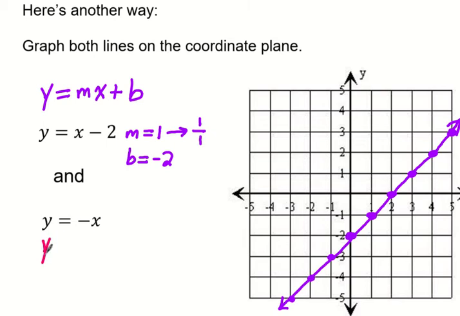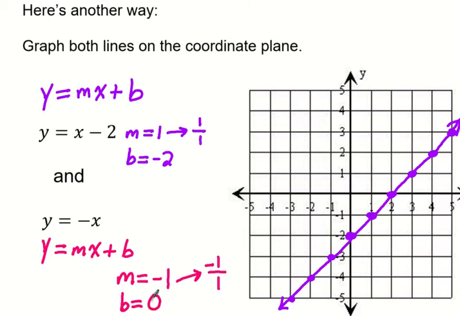Does this one also fall under y equals mx plus b form? It does. M, the value in front of x, which is going to be our slope, would actually be negative 1, which as a full fraction for rise over run is negative 1 over positive 1. And there's no plus anything really, which means it's technically plus 0.